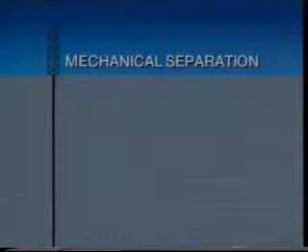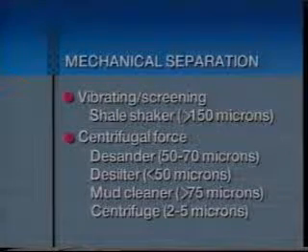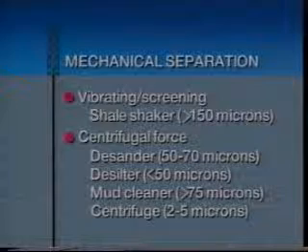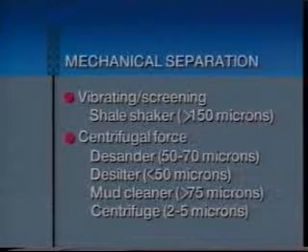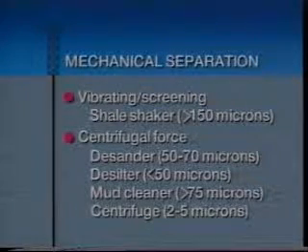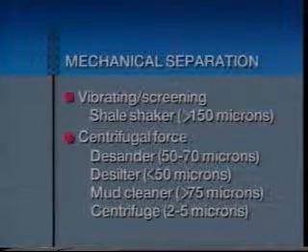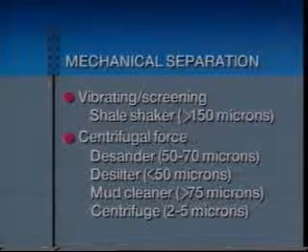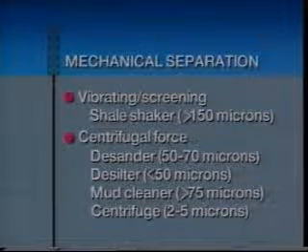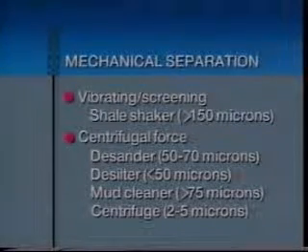Mechanical separation devices are available in 2 basic types: vibrating screening devices and devices which utilize centrifugal force to separate the particles from the liquid. The common devices are a shale shaker, which can remove solids down to about 150 microns, a desander, which removes particles in the 50 to 70 micron range, a desilter, which operates like a desander for smaller particles, a mud cleaner, which combines a screen shaker and a desilter to remove solids down to about 75 microns while retaining barite particles in the mud, and a centrifuge, which can remove solids down to 2 to 5 microns if necessary. Let us look at each of these devices briefly.